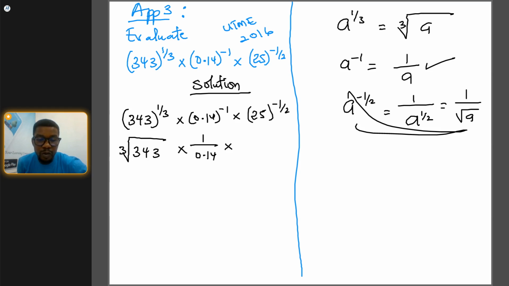25 raised to power minus 1 over 2 is 1 over 25 raised to power 1 over 2. So we follow this rule.